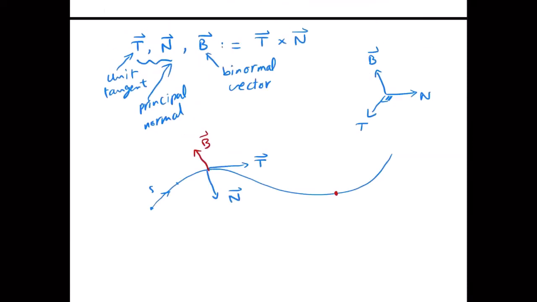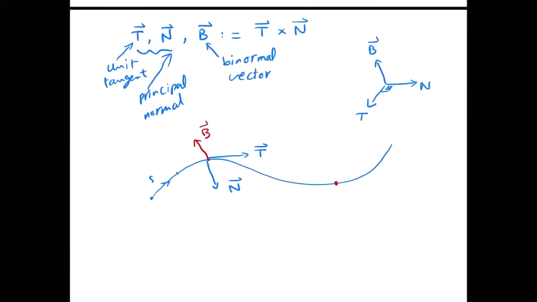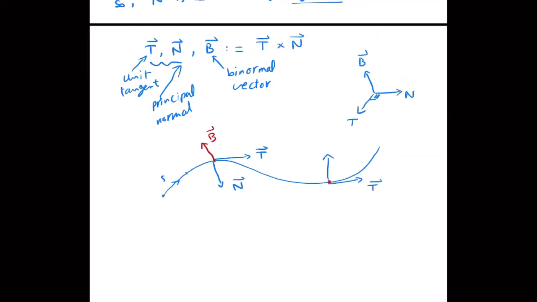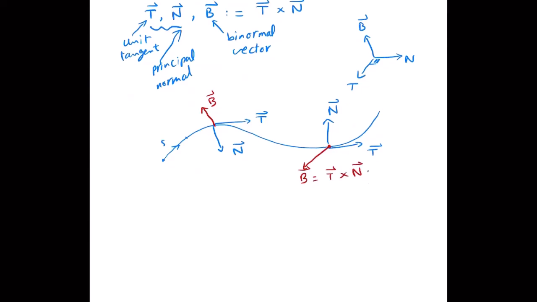We have S, we have N inside the curve, on the concave side of the curve. We have B. B is T cross N. At every point, we have this definition. So we have three mutually perpendicular vectors. Every two of them have a 90-degree angle in between.